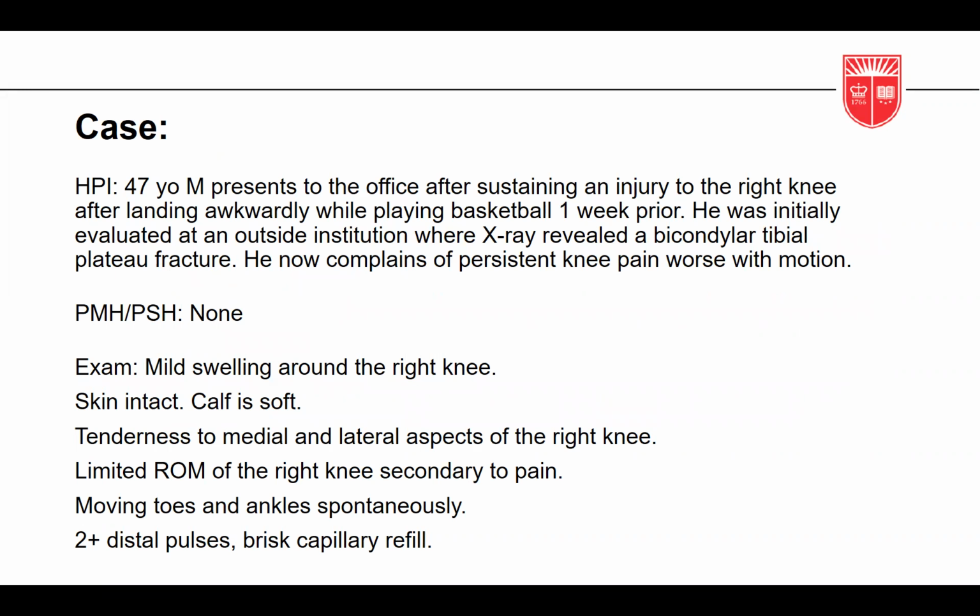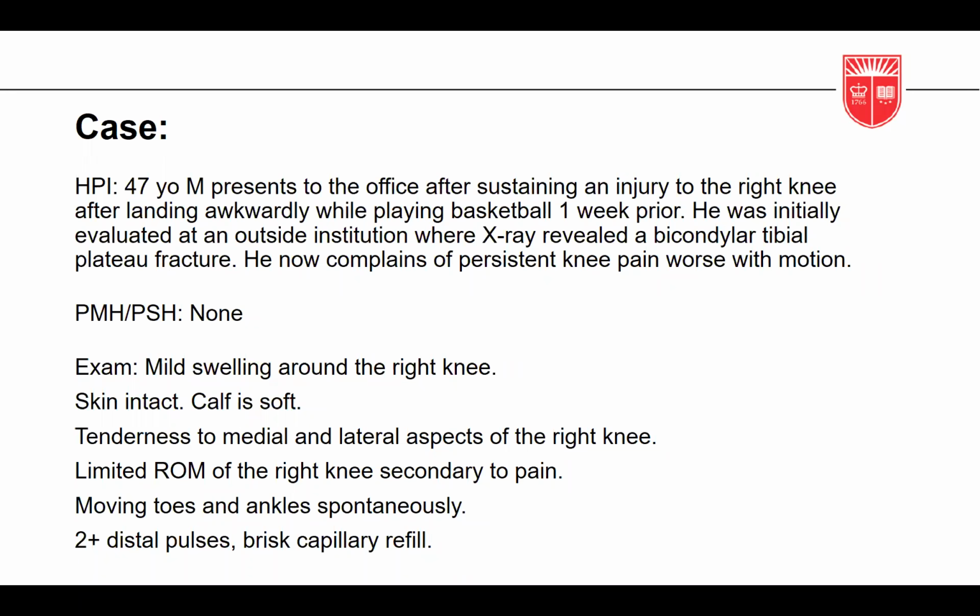Patient NR is a 47-year-old male who presented to the office as an outpatient 1 week after landing awkwardly on his right leg while playing basketball, sustaining an injury to the right knee. He was initially evaluated in an outside institution where x-rays revealed a bicondylar tibial plateau fracture. He now presents to the office to plan definitive management of his injury. Past medical and surgical histories were unremarkable.